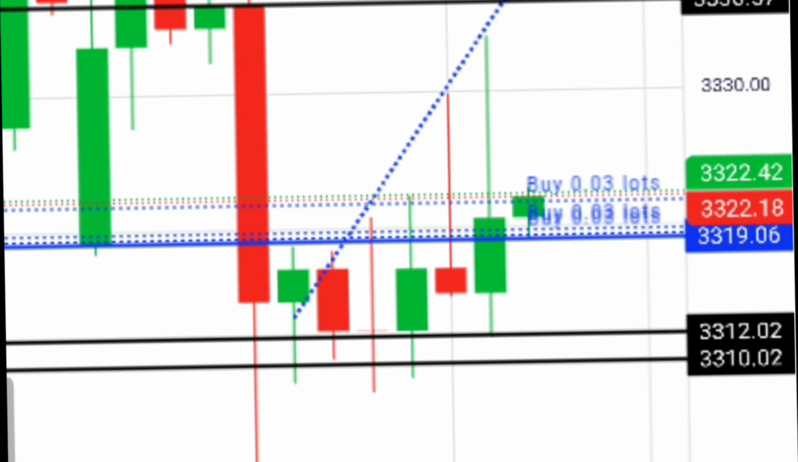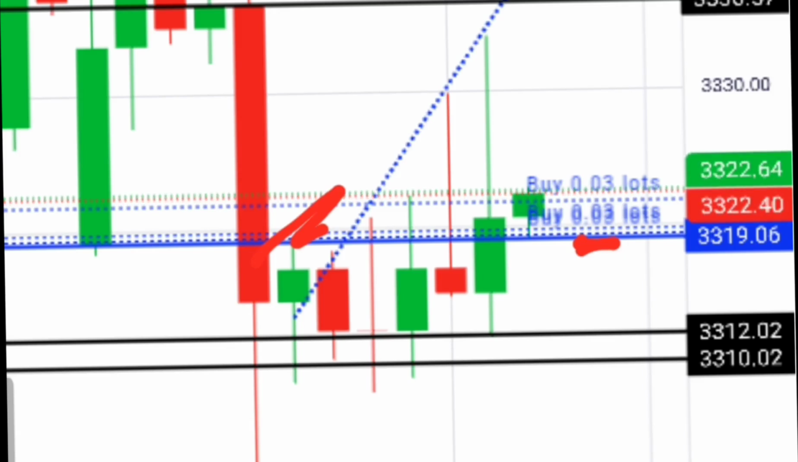If you can, screenshot what I've done. This is the entry point. Let me mark it. This blue line is the entry point. That's the best way to enter. We are entering a new trade, so we are using this old candle to set it up.